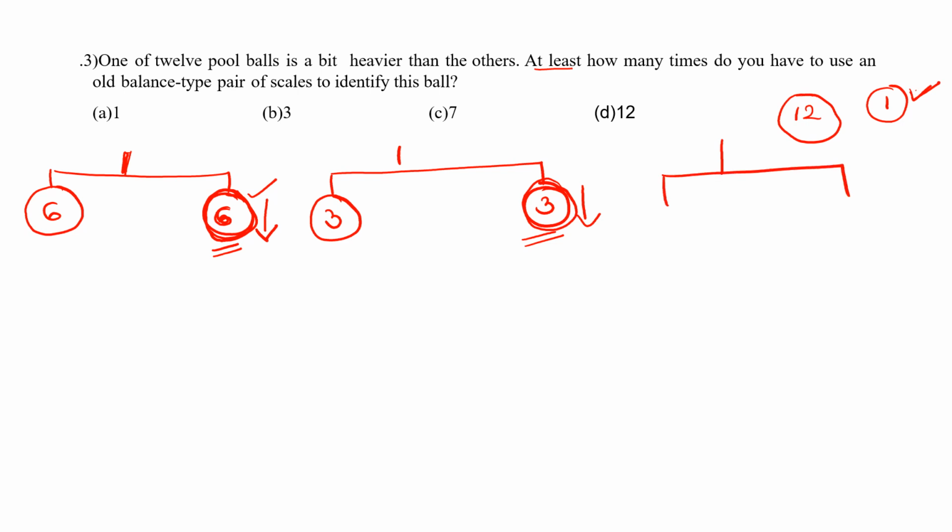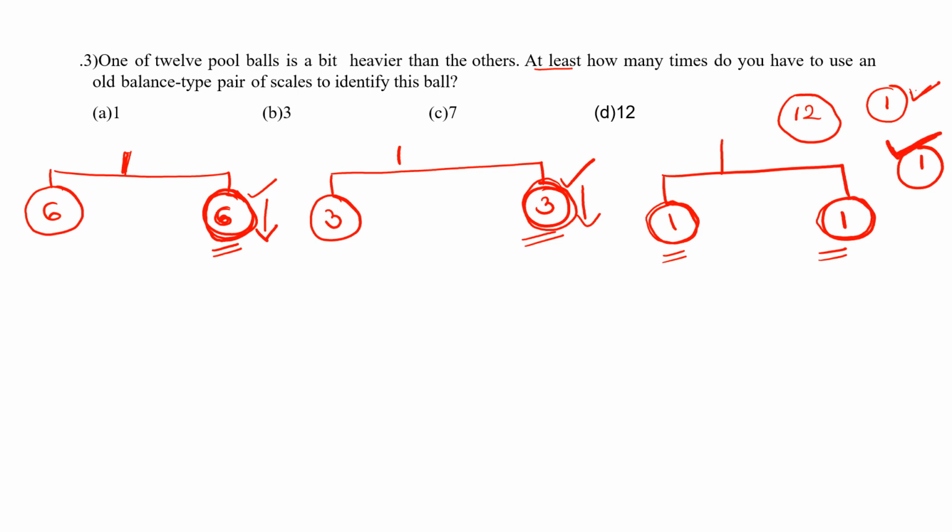Okay, out of these 3 balls, keep 1 ball here, keep 1 ball on the other side, and keep the third ball outside. Okay, here there will be two cases. Either these two sides will weigh the same, that means these two balls have the same weight and the heavier ball will be the one lying outside. Now we got the heavier ball.